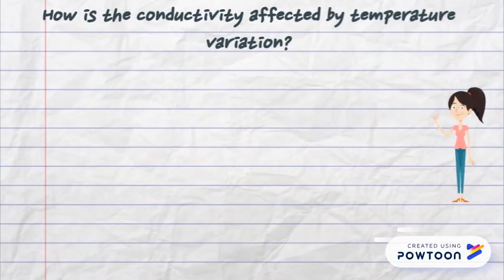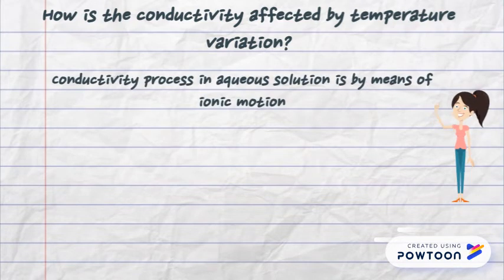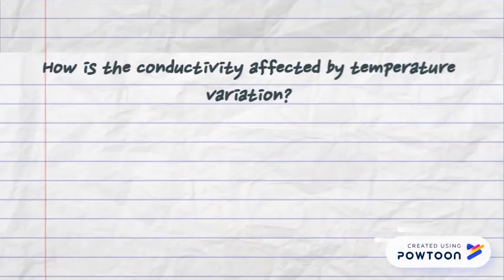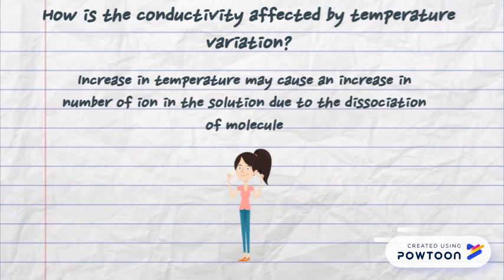So, how is the conductivity affected by temperature variation? Conductivity in aqueous solution is by means of ionic motion. Conductivity invariably increases with increasing temperature. This is due to the nature of ions and the viscosity of water. An increase in temperature may cause an increase in the number of ions in the solution due to the dissociation of molecules.